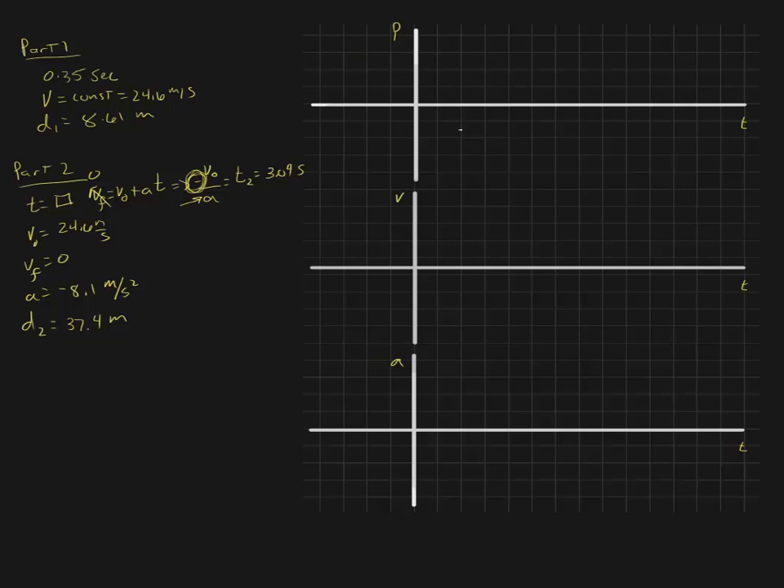Okay, so we need to now set up our graphs, and I'm not going to take the time at the moment to properly scale everything out exactly correct. I'm just going to get you the shape of the graph that you should have. And our first time interval is very short. It is 0.35 seconds. And we'll just say that this part of our graph right here is going to be the end of our first time interval.